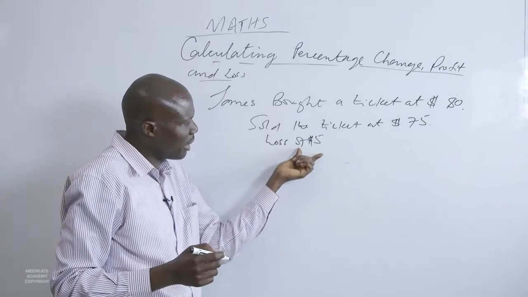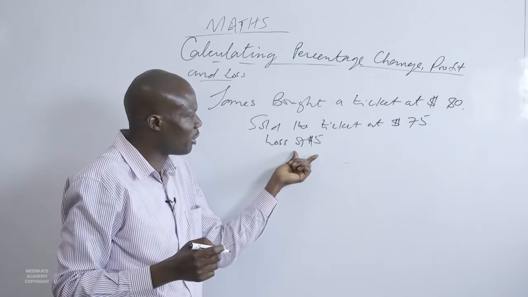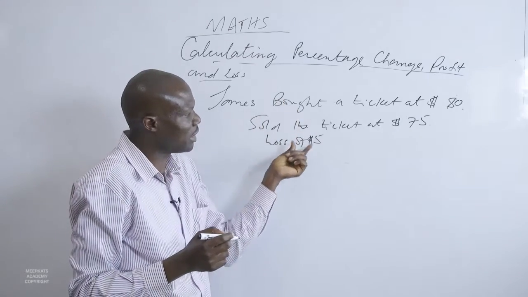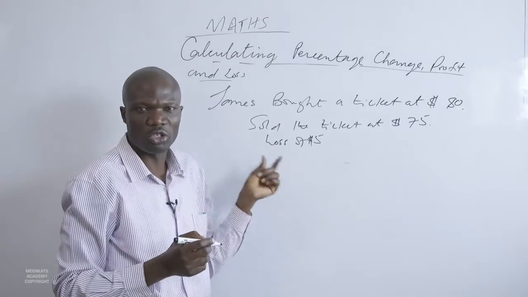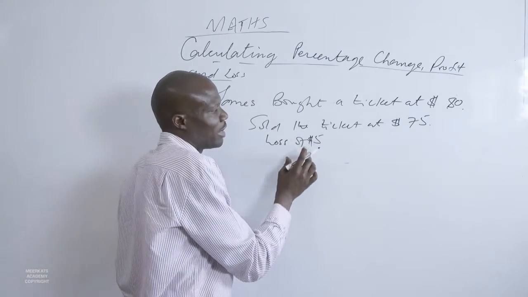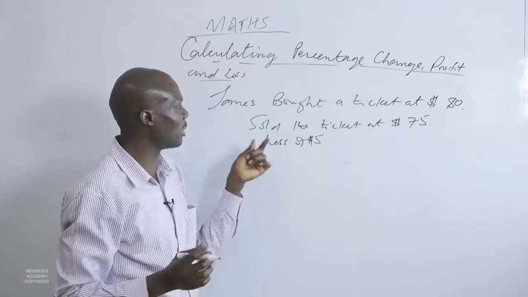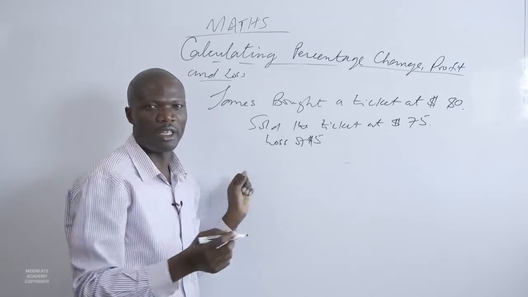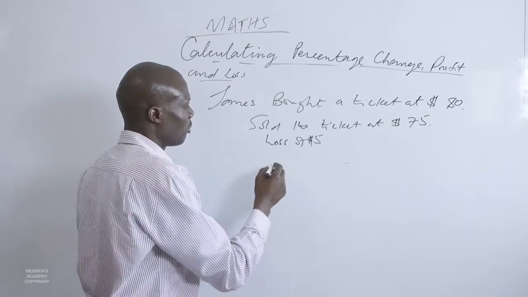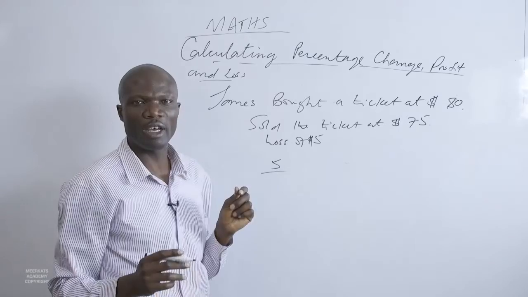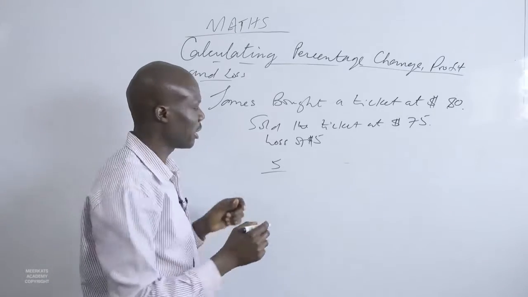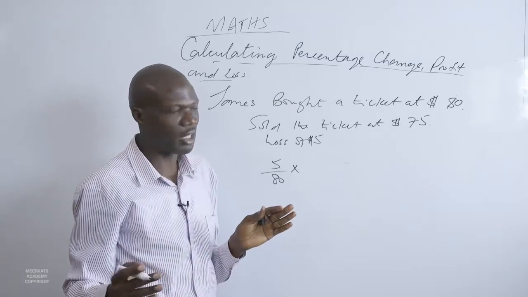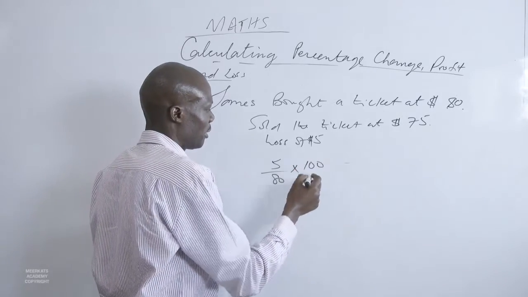So this $5 is what we are looking for. We want to represent it as a percentage change or a percentage loss. So the question would be, what is the percentage loss that James made? This will be taken as the change or the loss he made, which is $5, over the price at which he bought the ticket, which is 80. And then, just like changing a fraction into a percentage, you multiply by 100.